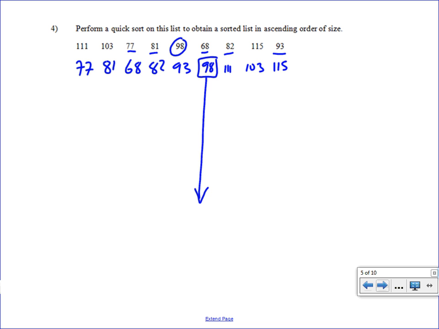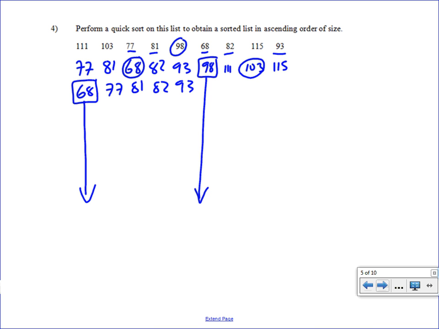We've got two sublists. The pivot for the one on the right is 103. The pivot for the sublist on the left is 68. Less than 68, there isn't anything. So that goes here, fixed, and then all the other things without the order changed. Less than 103, again, isn't anything. So that goes here, and then the other things without the order changed.